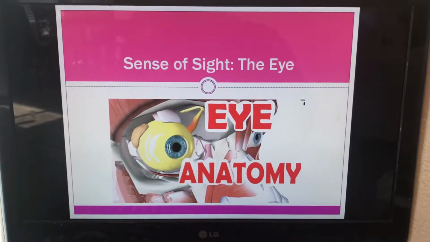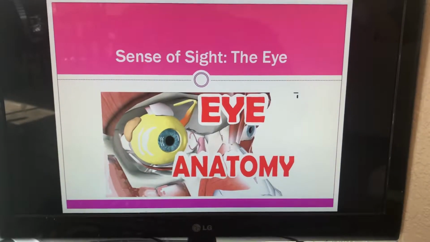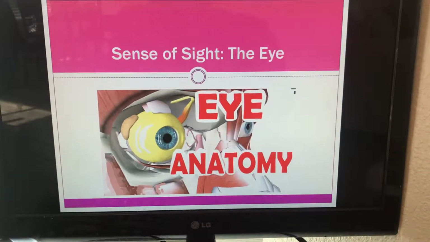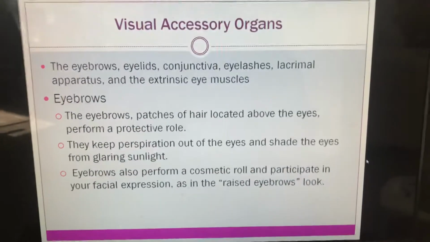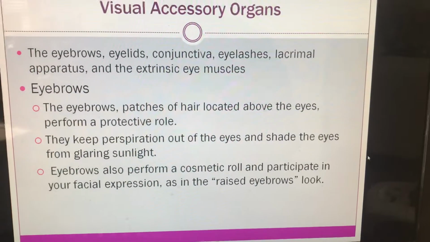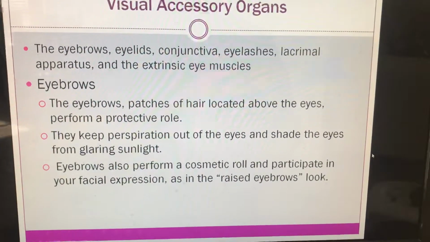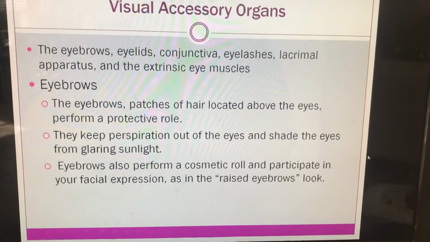So this is part 2 of the sensory system. For this video, I'm going to be covering the sense of sight. So we're going to be talking about the eye. So you have visual accessory organs: the eyebrows, eyelids, conjunctiva, eyelashes, lacrimal apparatus, and the extrinsic eye muscles.